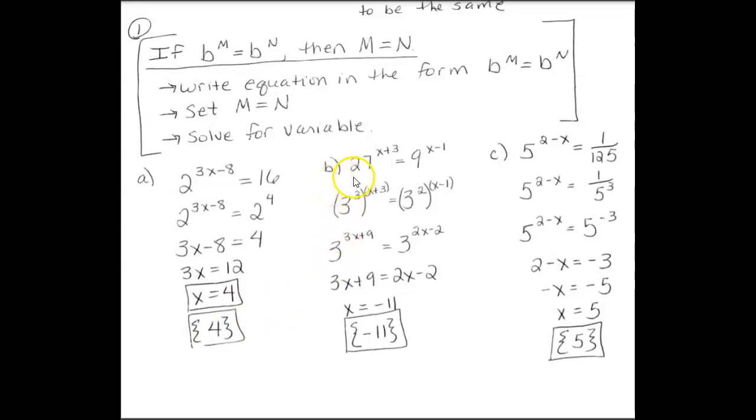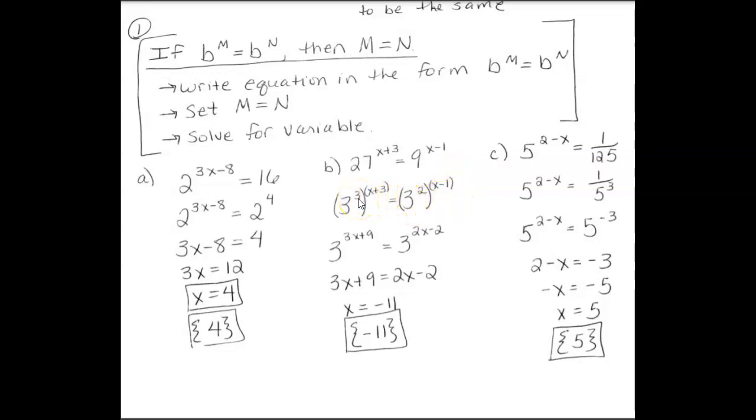In part B, this was the other example we initially looked at, 27 to the power of x plus 3 equals 9 to the power of x minus 1. In this case, I can't write 27 as a power of 9, but I can write both of them as a power of 3. So I'm going to rewrite 27 as 3 to the 3rd. I'm going to put that in parentheses, and then I'm also going to put parentheses around this power, and you'll see why in just a second. The other side we're going to change also to be 3 to the 2nd. Again, put that in parentheses, and then put the exponent in parentheses.